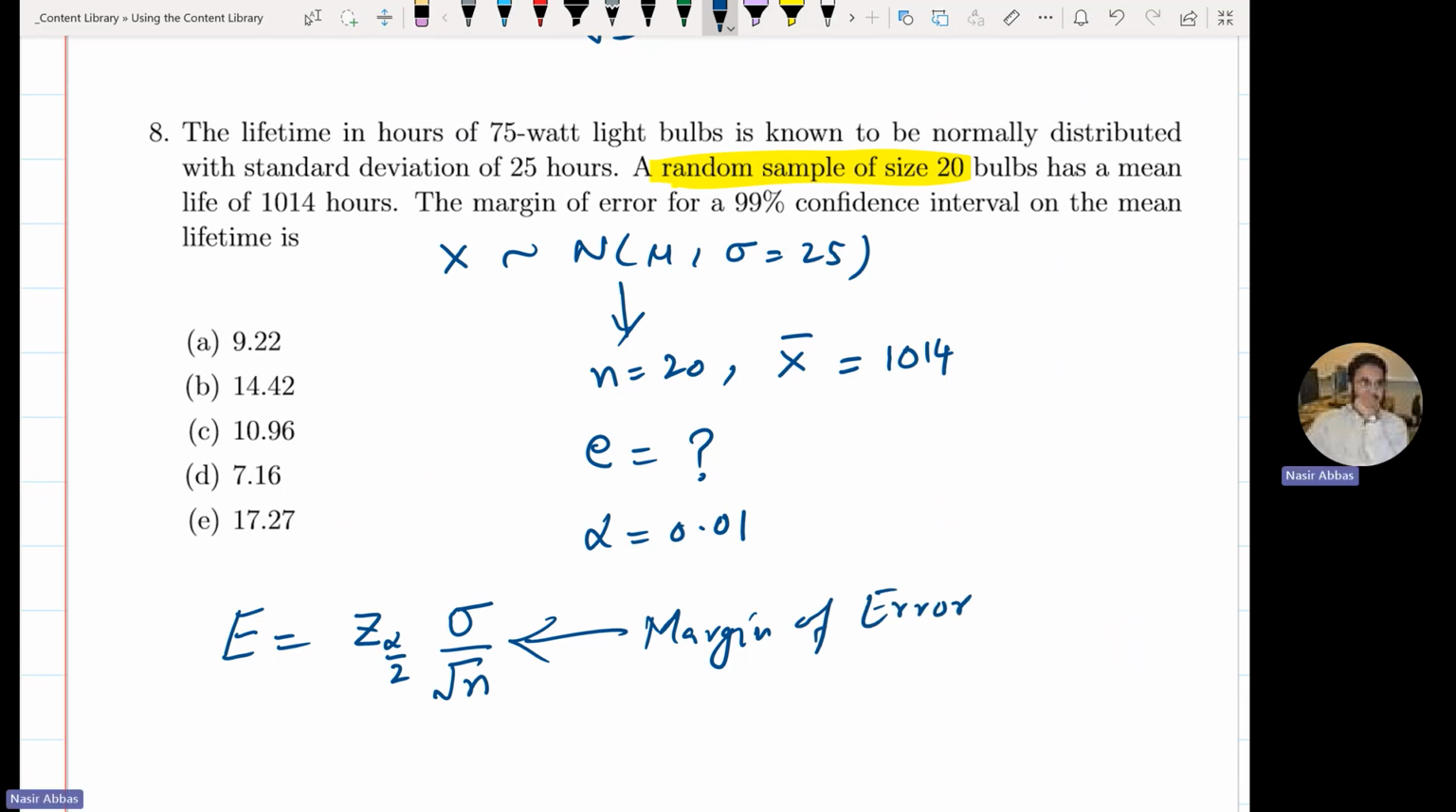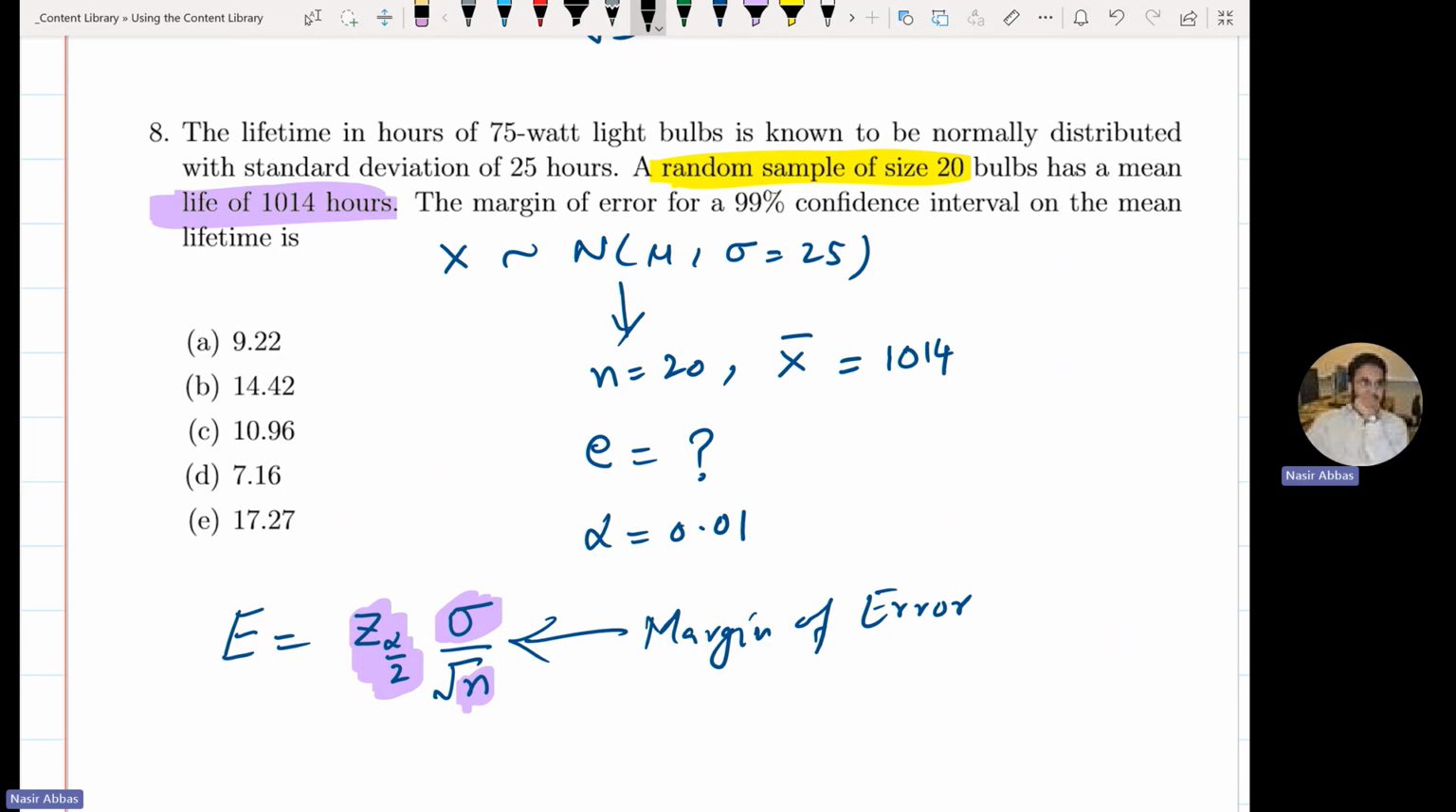In this formula, what do you need? You need sigma. Is it available in the question? Yes. You need n. Is it available? Yes. You need z alpha by 2. Is it available? Alpha is available, so you can find it through alpha. This is to confuse you.